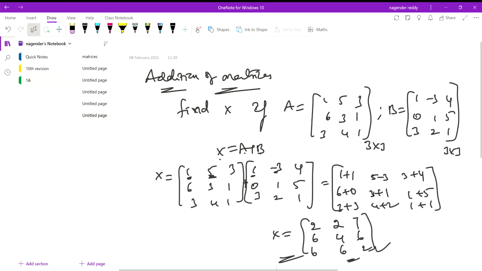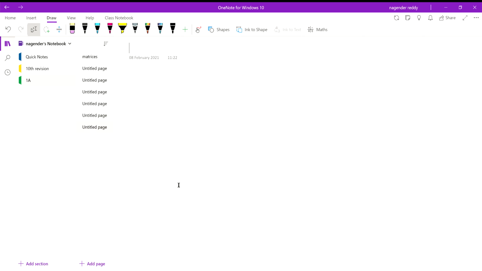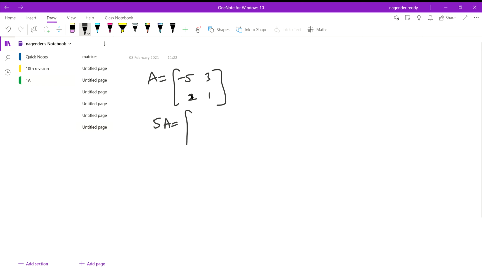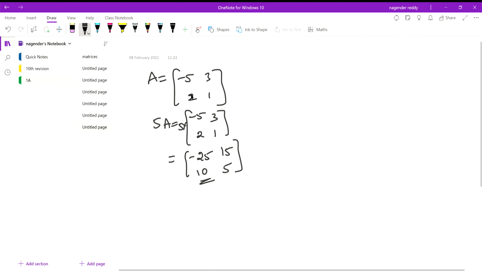Now this is the concept of scalar multiple of a matrix. Suppose A is equal to [-5 3; 2 1]. If you want to multiply a matrix by a scalar, for example 5 is a scalar, and you want to find 5A, then we take 5 into [-5 3; 2 1]. That means you multiply this 5 with all the elements of the matrix. 5 into -5 is -25, 5 times 3 is 15, 5 times 2 is 10 and 5 times 1 is 5. This is the scalar multiple of a matrix. You can go for it directly.